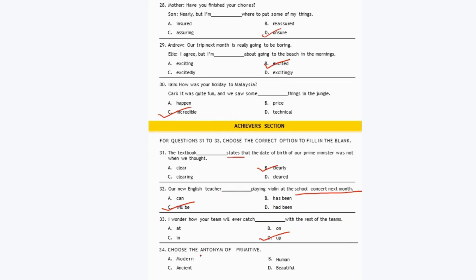Now, choose the antonym of primitive. What do you mean by primitive? Something that is very old-fashioned. It's called primitive, not developed or old-fashioned. So you need to find out the opposite. Antonym means opposite. So the opposite of primitive, old-fashioned, could be modern. So it should be option A.